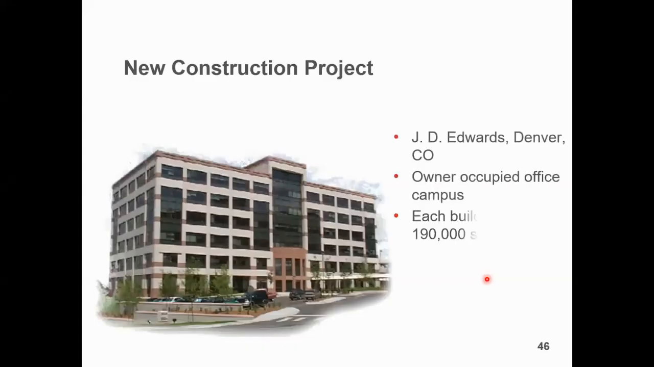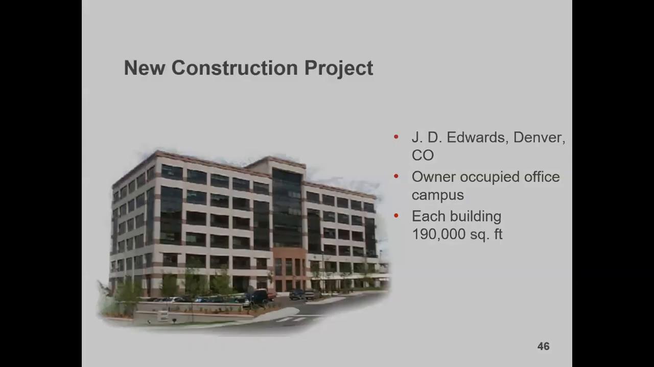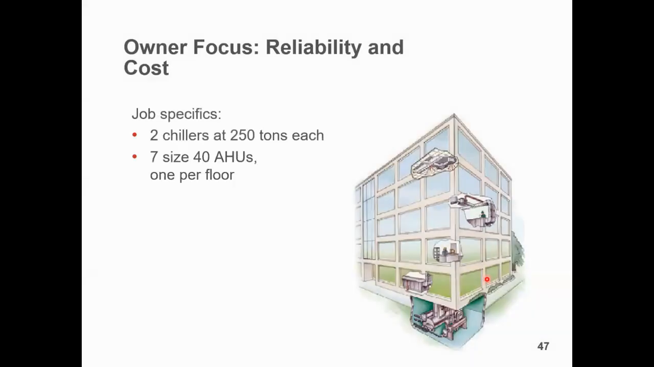I'll show you a case study which has already been done by us in Denver, Colorado. This particular building was an office building. And this was the configuration: two 250 TR chillers, 500 TR in total, seven size 40 AHUs, one per floor.